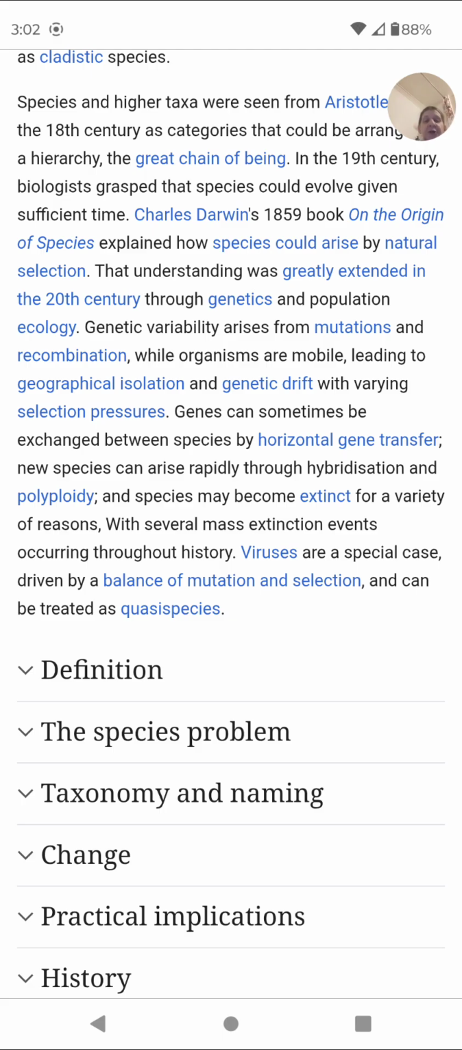Viruses are a special case, driven by a balance of mutation and selection, and can be treated as quasispecies.